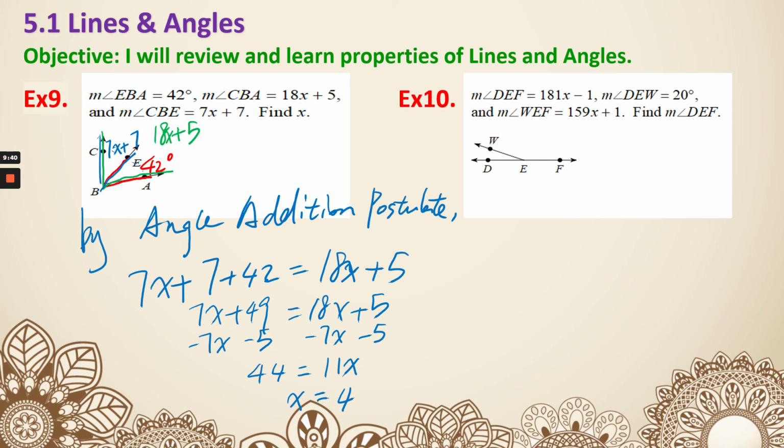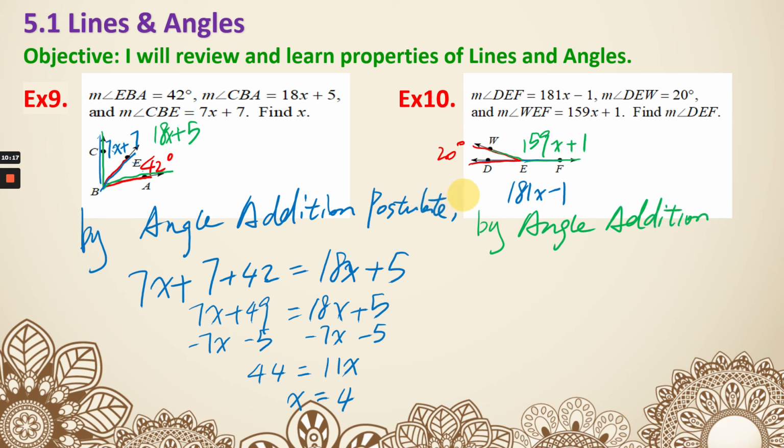So same thing, the small parts add together will equal the bigger one. So angle addition postulate: 20 plus 159x plus 1 equals 181x minus 1. Combine like terms, 159x plus 21 equals 181x minus 1. Subtract 159x on both sides. Add 1 on both sides, so we got 22 equals 22x. So x equals 1. But we are not done.